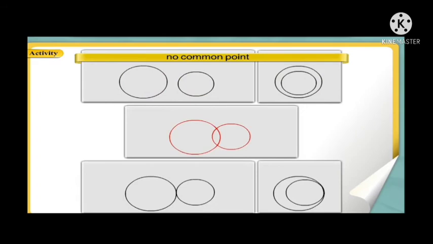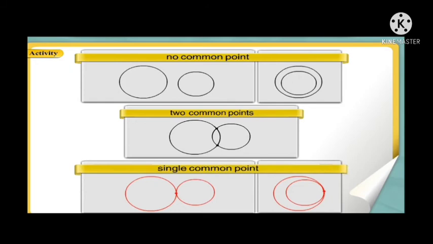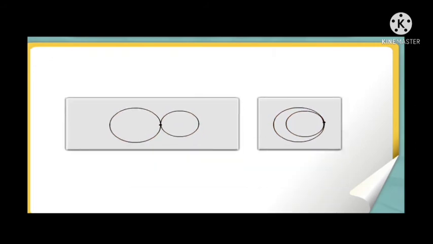In the second figure you will find two common points. Both the circles are intersecting. In the third figure you will find one and only one common point, where the circles are touching each other internally and externally. So there you can see this single common point. Now let us see one is touching internally and the other one externally. So what could be the definition of this?